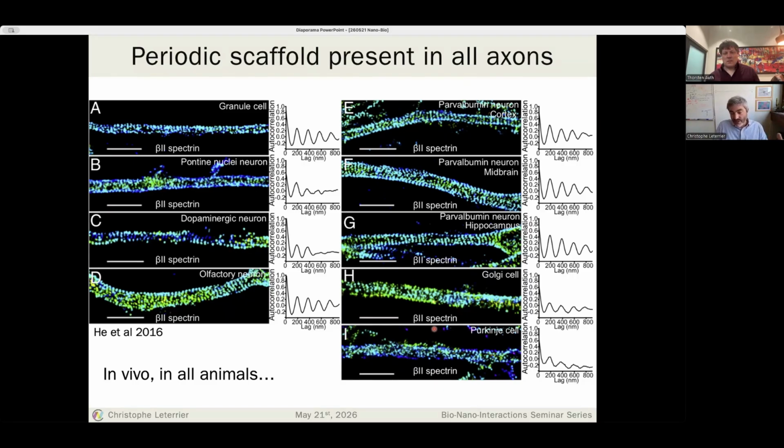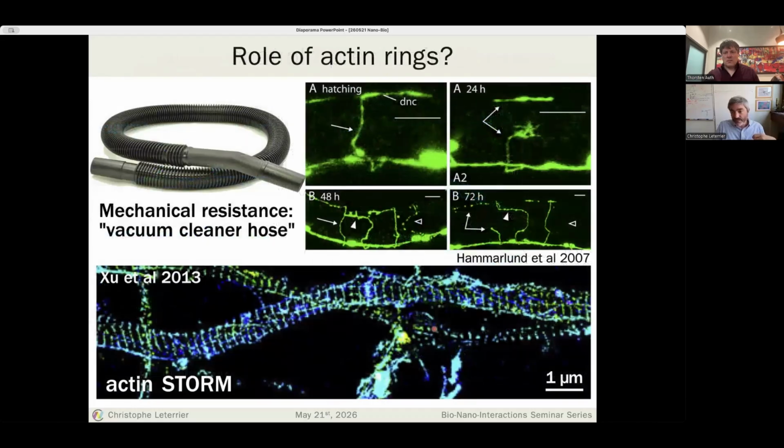And so this MPS is obviously very important because it's ubiquitously present in all axons of all neurons in all animals. And the question is, what are the functions of this scaffold? The first one that was hypothesized was that this would endow axons with more mechanical resistance. And the model is the vacuum cleaner hose model. A vacuum cleaner hose is very flexible, but also very resistant because it has these rigid rings connected by flexible plastic.